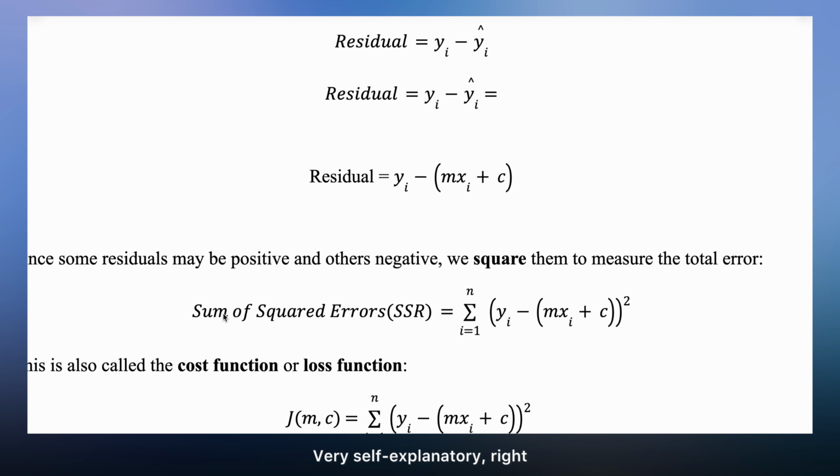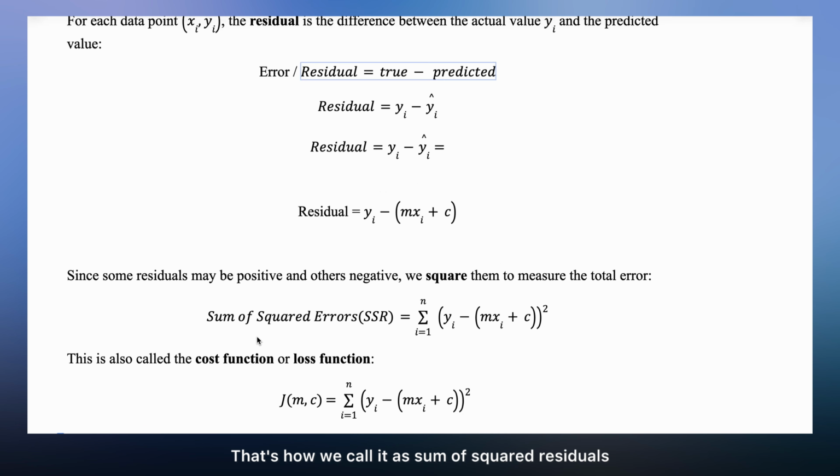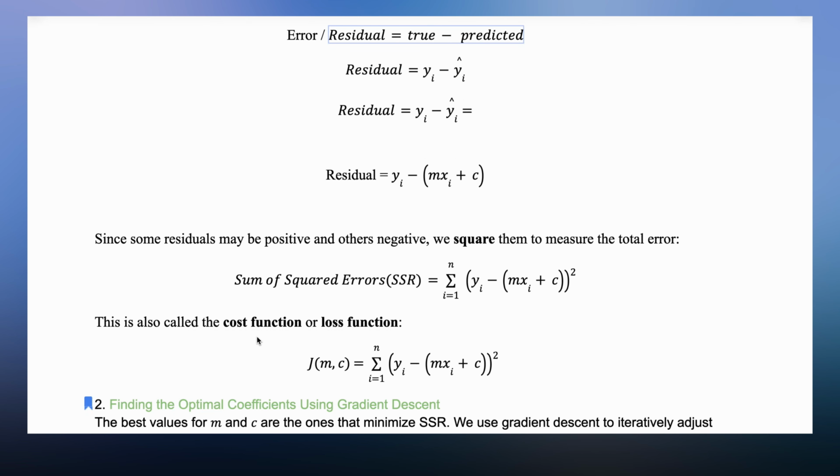Very self-explanatory, right? We have taken n residuals, n error terms, and just squared them and then added them. That's how we call it sum of squared residuals. That's it. So this becomes our cost function. Instead of yi hat, I just put mx plus c. Why? Because mx plus c is the equation that helps me predict and come up with my yi hat, right?